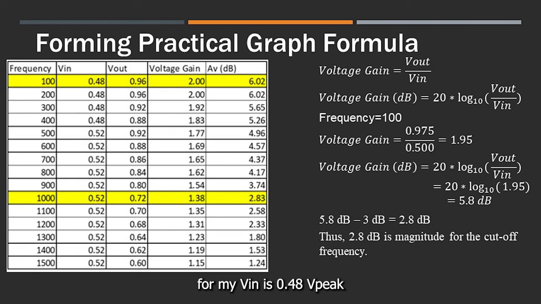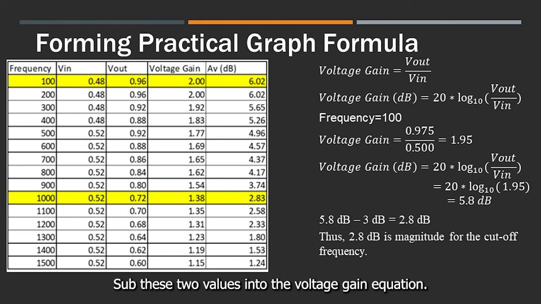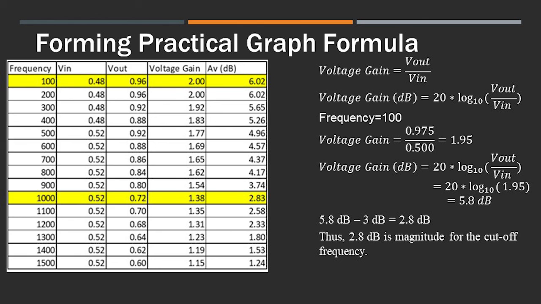For my Vin is 0.4 V peak and Vout is 0.96 V peak. Substitute these two values into the voltage gain equation. After calculation, we get 1.95 in voltage, while the voltage gain in decibels is 5.8, which is approximately 6 dB. Thus, the magnitude of the voltage gain against the cutoff frequency is 5.8 dB. Minus 3 dB will get 2.8, which is approximately 3 dB.